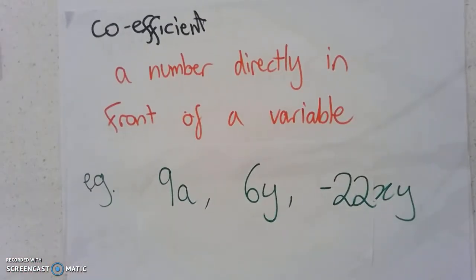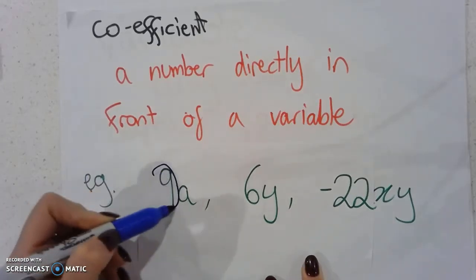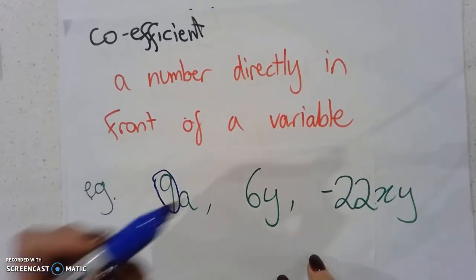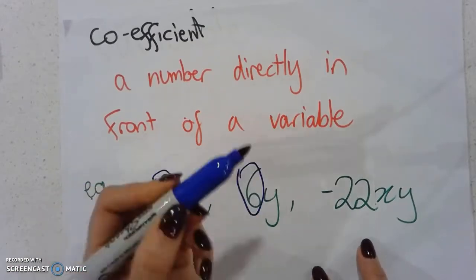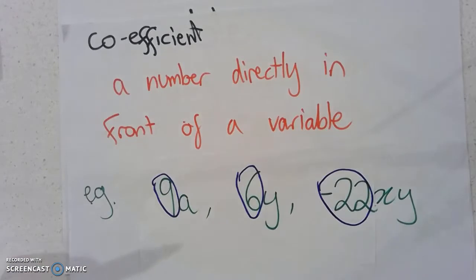Coefficient, a number directly in front of a variable. So in these examples below, you can see we've got 9a. So here, the 9 would be the coefficient. Here, the 6 would be the coefficient. And here, the negative 22 would be the coefficient.